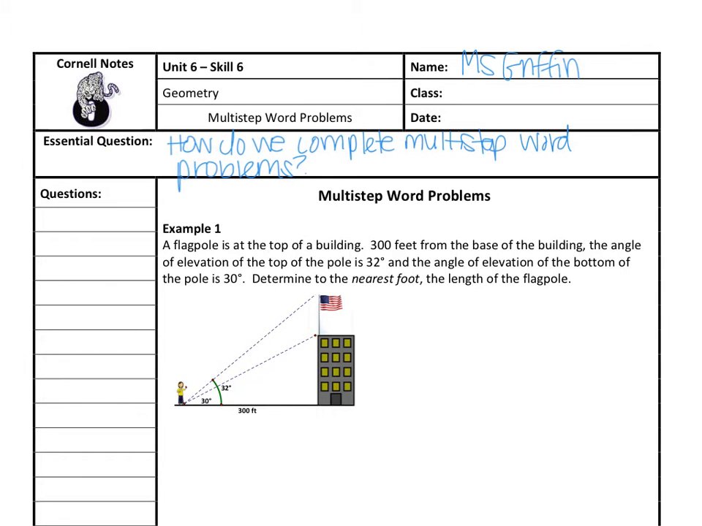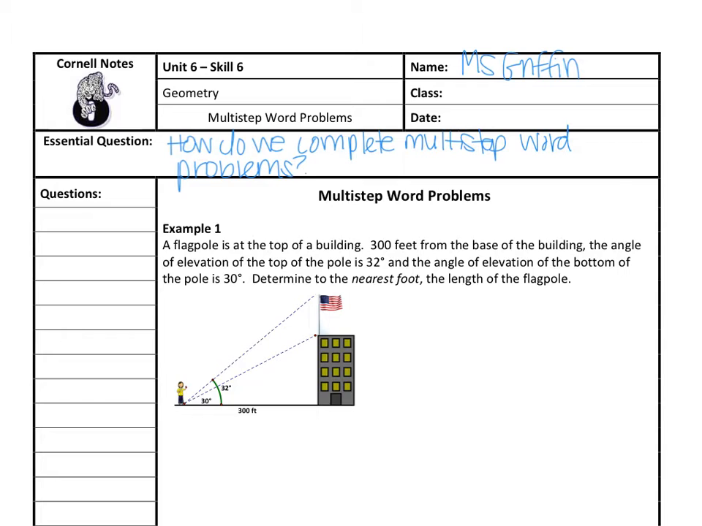We're taking a look at Unit 6, Skill 6. It's the second to last one that you have in this unit, and I think that at this point you guys are doing fabulously, or at least that's my prediction, with Trig. We worked on word problems in the last skill. We're going to just build on those in this skill with multi-step word problems.